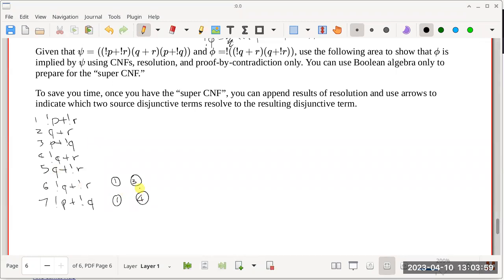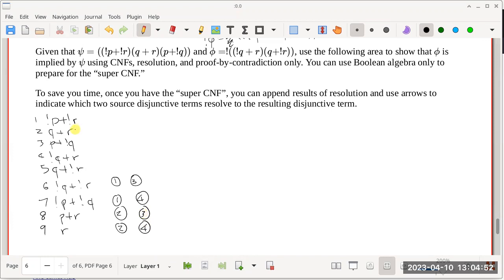All right, so I'm done with 1, start with 2. 2 and 3 can become P or R, okay? So we have P or R using 2 and 3, double checking. So Q goes away, P, R left, okay? So that's good. 2 and 4 can also resolve to just R. Oh, nice. And so 2, 4. And then we have 2, 6. Yep, 2, 6 can also resolve, but it's meaningless because when 2 and 6 resolve, we have R or not R, or we have Q or not Q, pick one, okay? Because they're both true. So that means it's not helpful to us, okay?